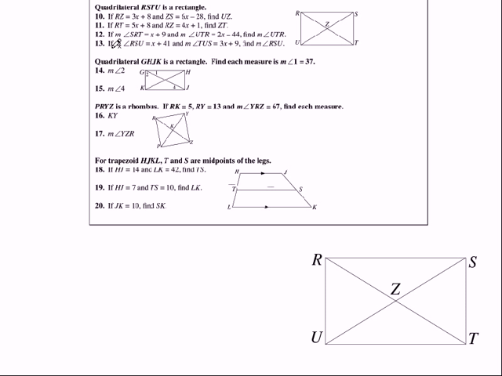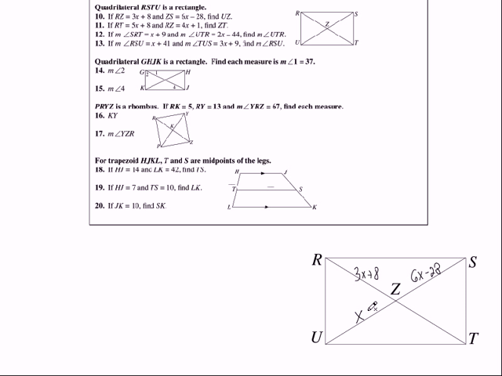All right, 10 through 13 is the same picture, so I'll keep this picture up here and then we'll work with each one individually. It says RZ is 3x plus 8, and let's just do that. RZ, 3x plus 8, so that goes right here. This is exactly what I would do if I was taking this test. ZS is 6x minus 28. 6x minus 28. And we are trying to find UZ.